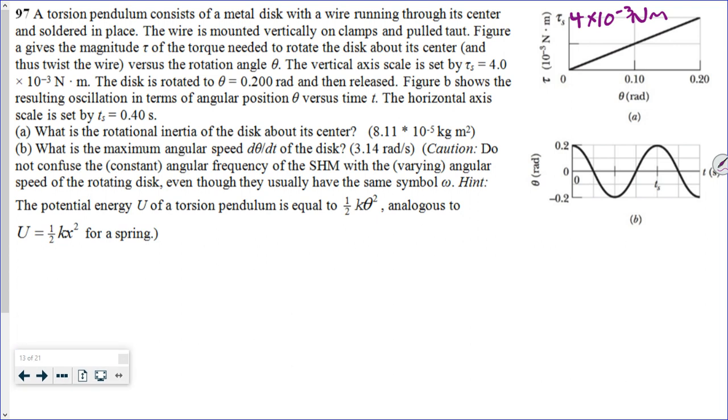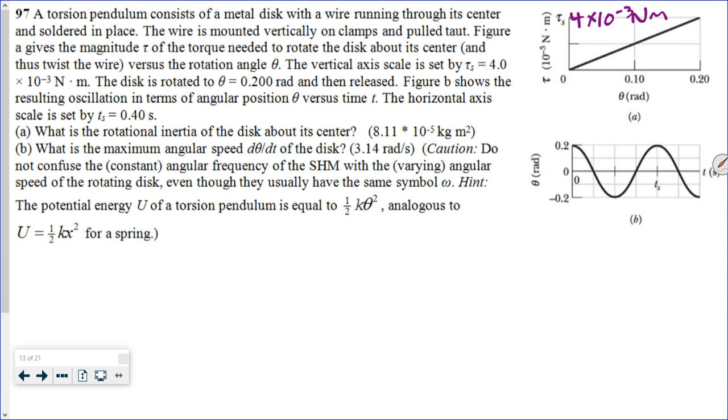So let's see. Let's write down what we know. Well, I guess maybe even before we do that, what can I do with that graph? Does anybody see what the purpose of that graph is? What do you got, Christine? Find kappa, right? This is showing me that the torque provided by the spring is proportional to theta, and we know torque is kappa theta. So find the slope of that line, right?